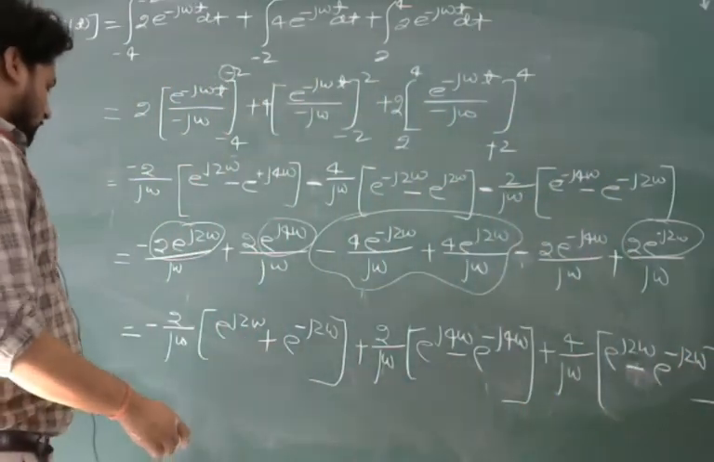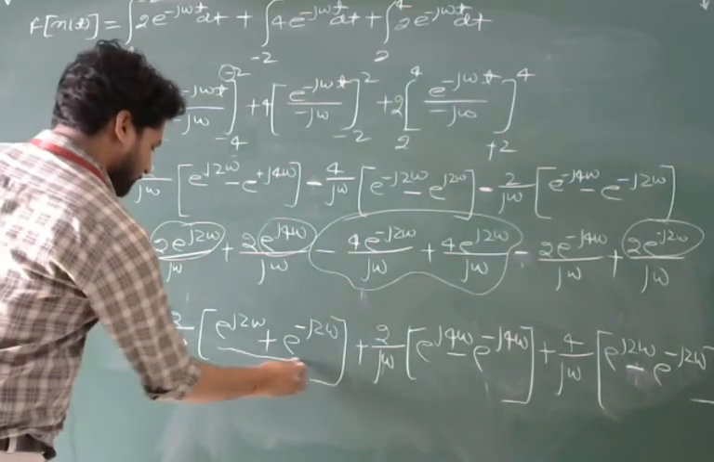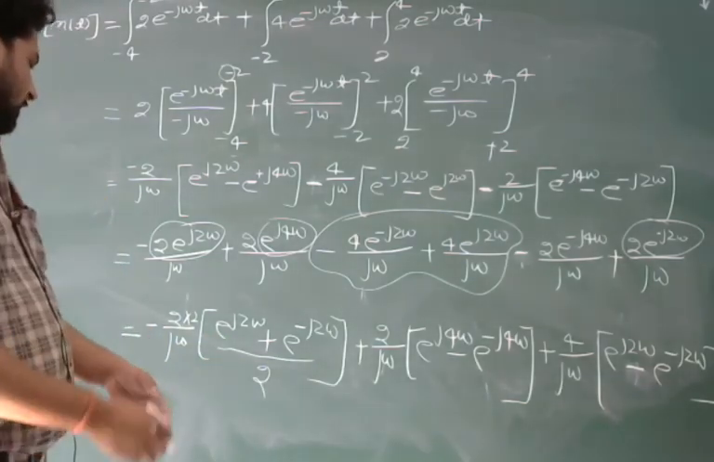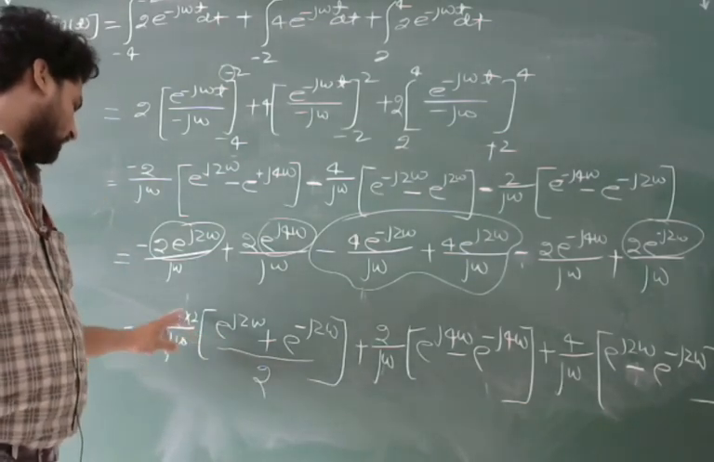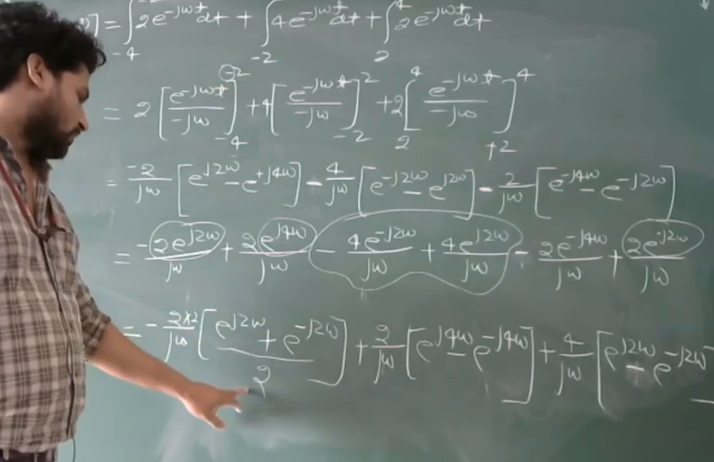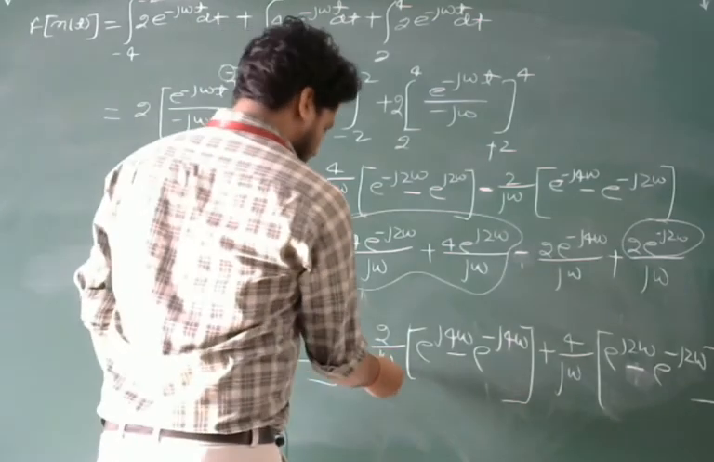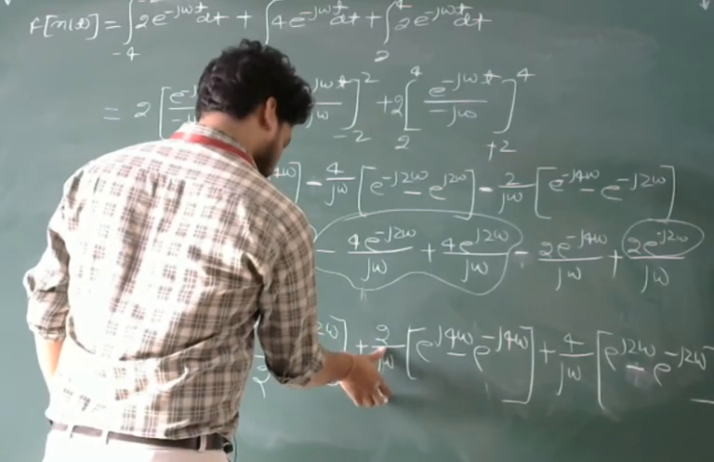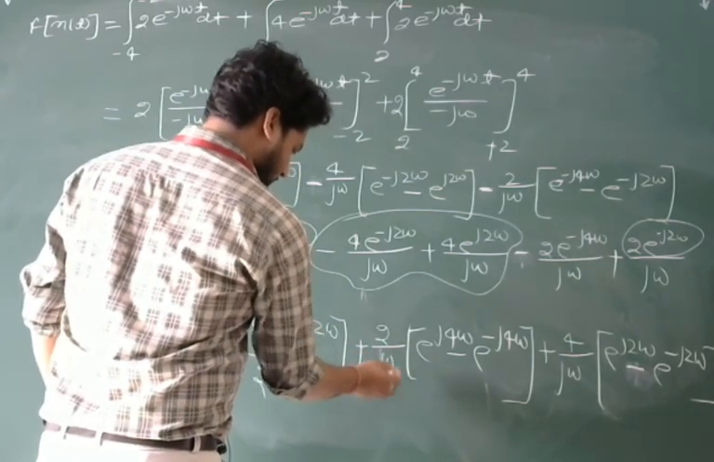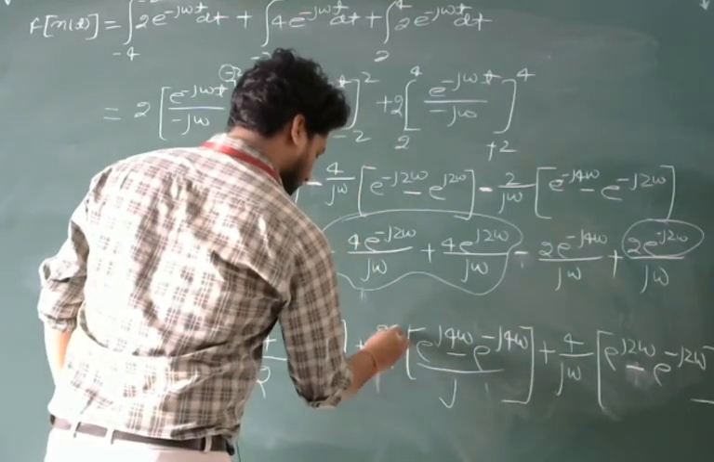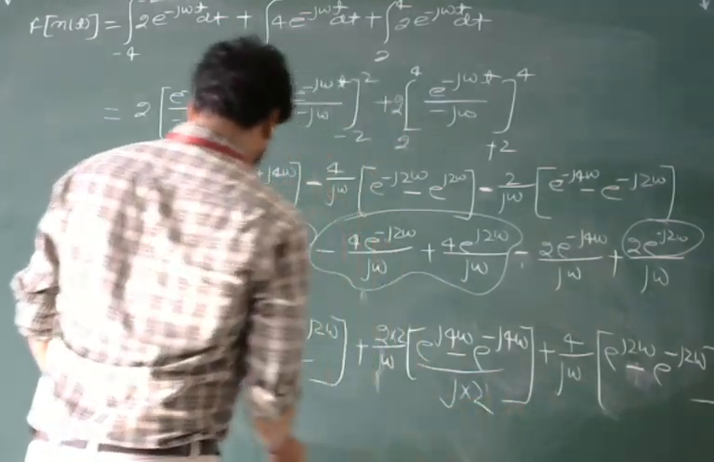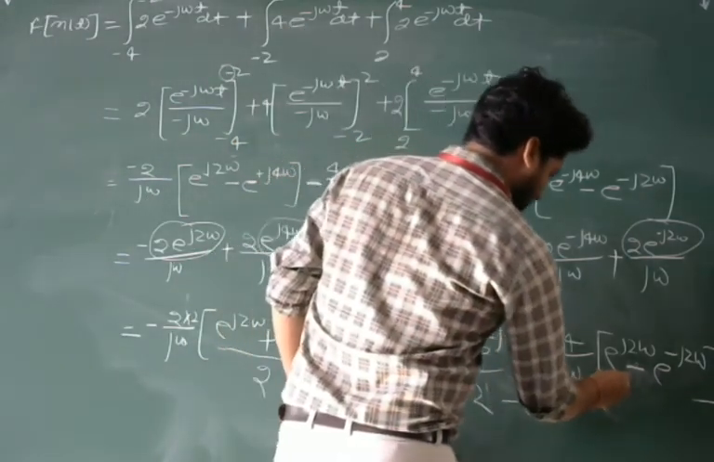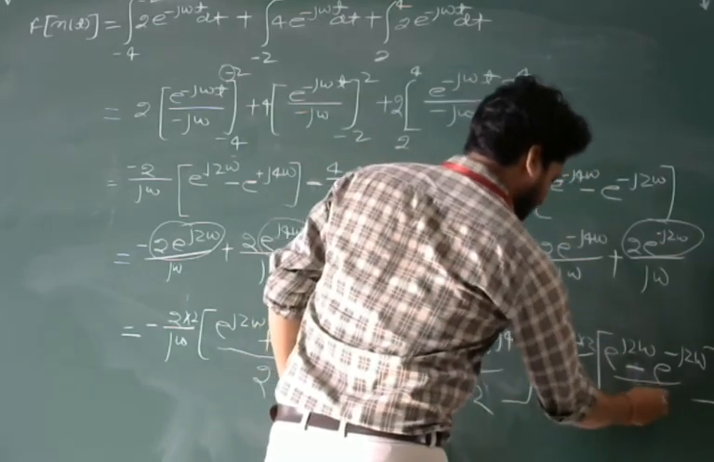Now when we will divide this by 2 and multiply by 2, this will become minus 4 by j omega into cos 2 omega. This j omega is already here. Write j here and multiply by 2. Here divide and multiply by 2. Here write j here and multiply and divide by 2.